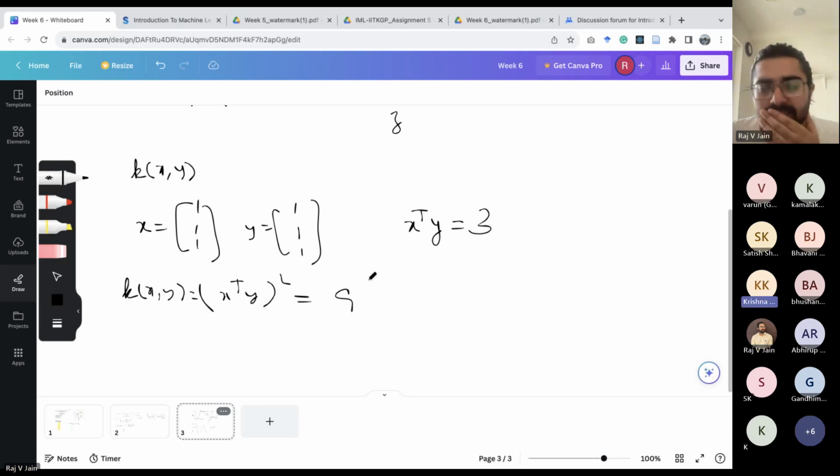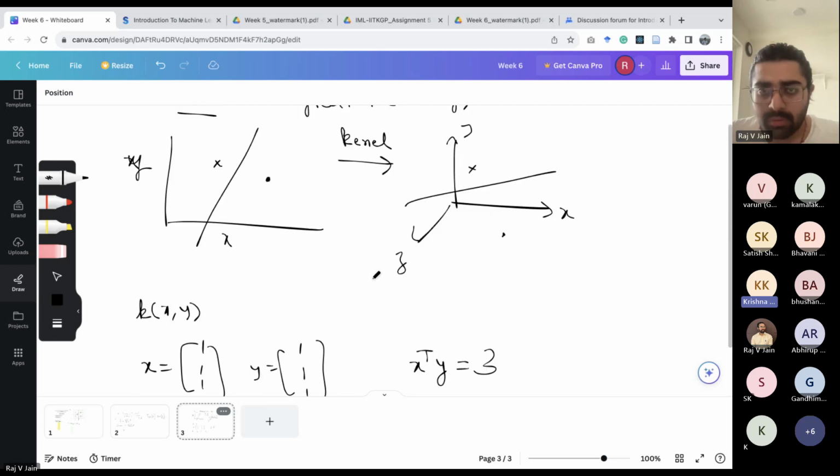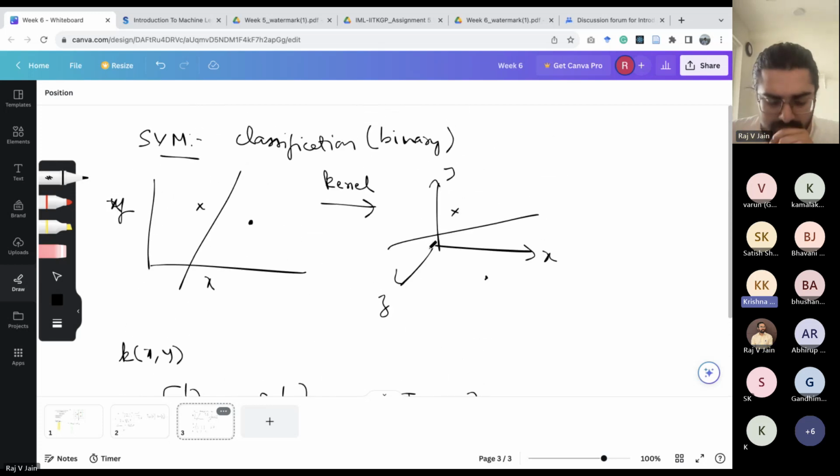Just to confirm my understanding, the decision boundary, whether without kernel or with kernel, is always a plane, a one-dimensional, two-dimensional plane, or a hyperplane. But the data, which was originally not linearly separable, becomes linearly separable when you are using a kernel function. Correct? Yes. So the decision boundary is always linear only. A hyperplane also is linear, right?